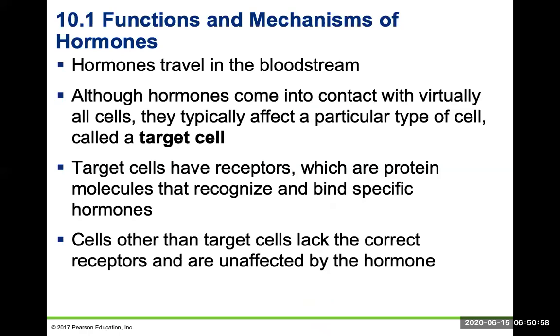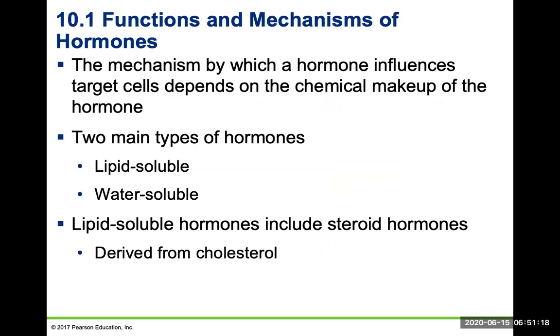Hormones travel in the bloodstream. They typically affect a particular type of cell called a target cell. And these target cells have receptors, which are protein molecules that recognize and bind the specific hormones. Cells other than target cells lack the correct receptors and are unaffected by the hormone. The mechanism by which a hormone influences target cells depends on the chemical makeup.